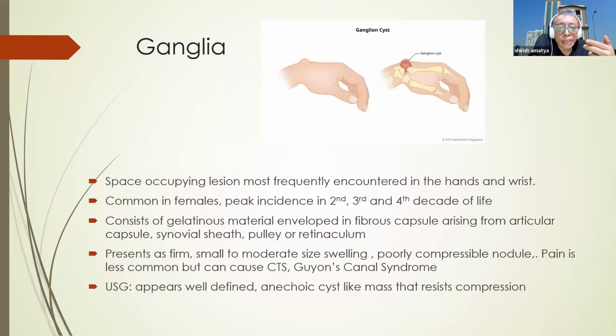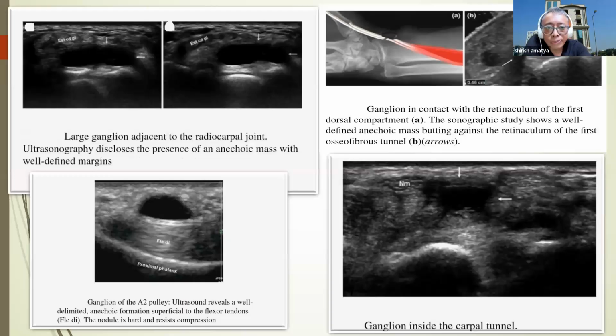Ganglia are not commonly painful, but if one is inside an osteofibrous canal like Guyon's canal or the carpal tunnel, then it can cause compressive neuropathy. In ultrasound, it usually appears as a well-defined nodule with an anechoic cyst-like mass, which resists compression. So these are the various ultrasound pictures of ganglia at various places.